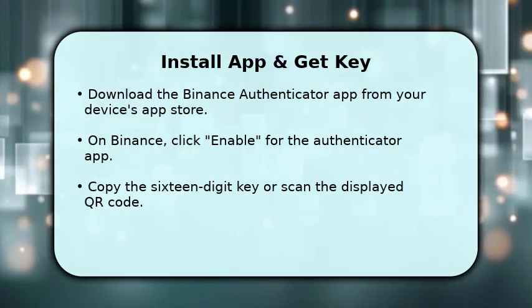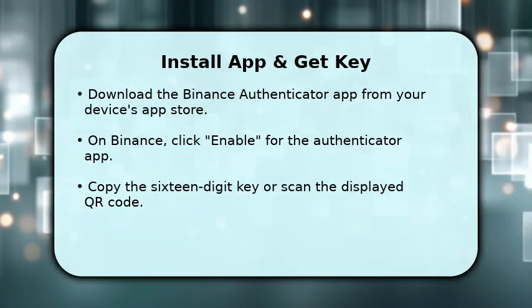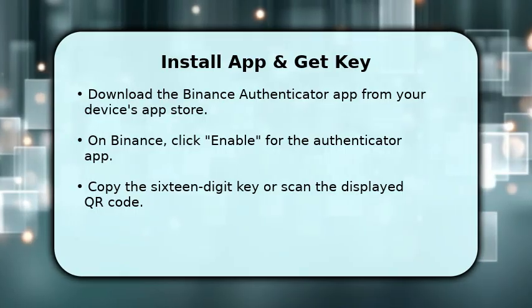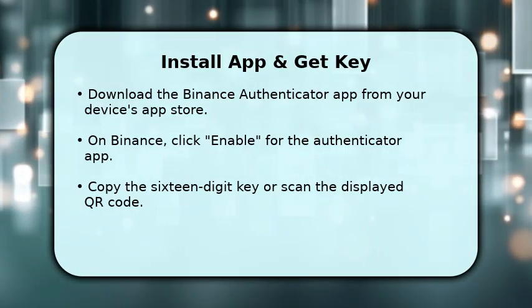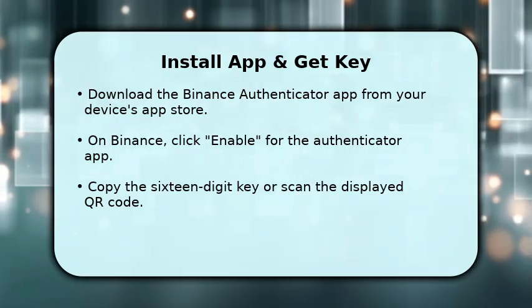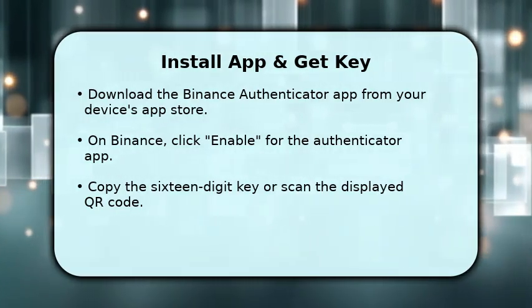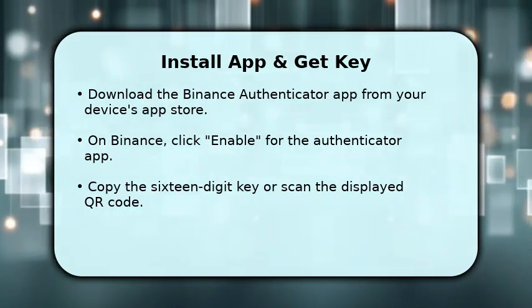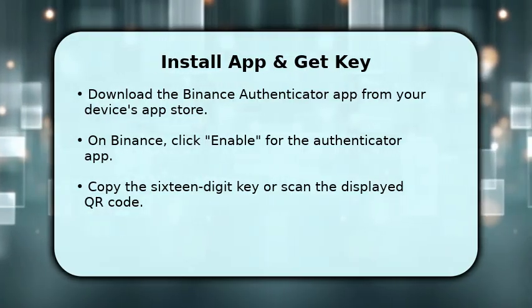Next, download the Binance Authenticator application onto your mobile device from its respective app store. Back on your Binance account, within the security settings, click the Enable button next to the Authenticator app option. Binance will then display a unique 16-digit key and a QR code on your screen. It is crucial to copy this 16-digit key and store it in a very safe, secure place, as it is essential for account recovery if you ever lose your device.